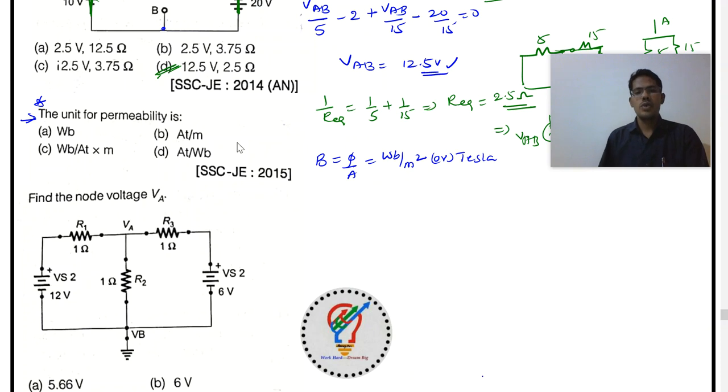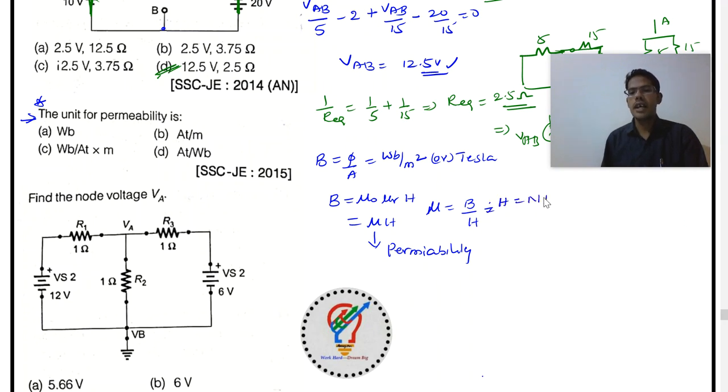So next, what do we need? We need permeability. So let's take another relationship. B is equal to mu naught mu R into H here, or we can write it as mu into H. So mu is nothing but the permeability. So from this, mu is equal to B by H. Okay, so B by H. What is the formula for H that we know? H is nothing but NI by L. That means ampere turns per meter.